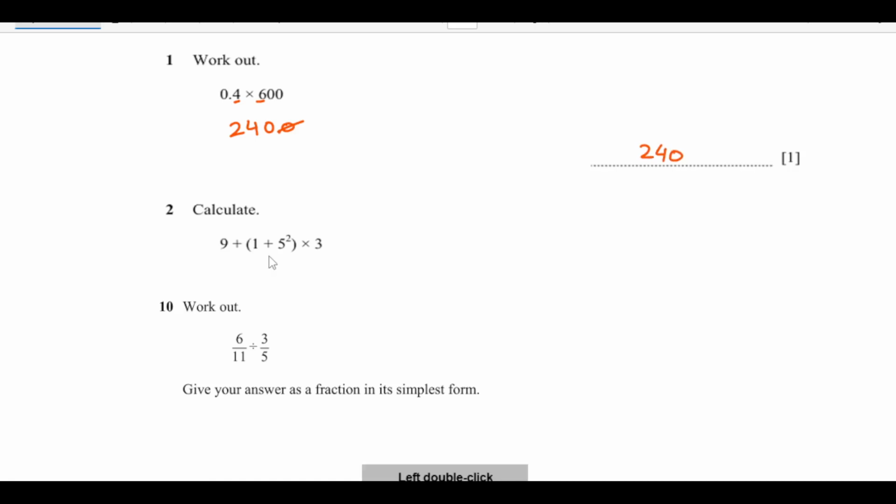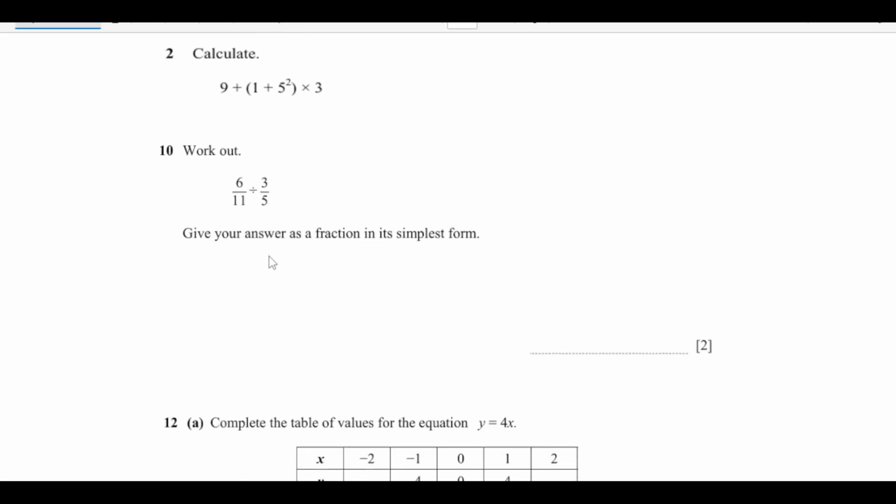Now number 2, calculate 9 plus (1 plus 5 squared) times 3. So we will use BODMAS rule here. So first of all, bracket. So we will go to the bracket here. So other digits you are going to write down as it is. So in bracket we have first of all this 5 squared is 25, 25 plus 1 it is 26. So this is 26 times 3, right?